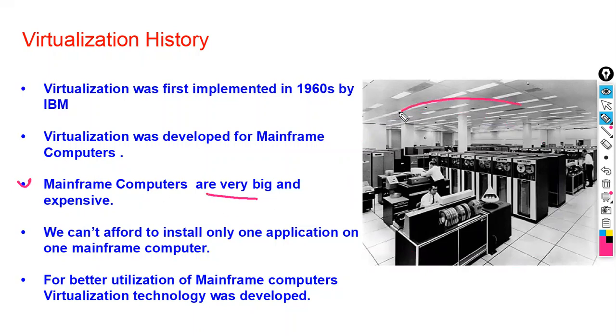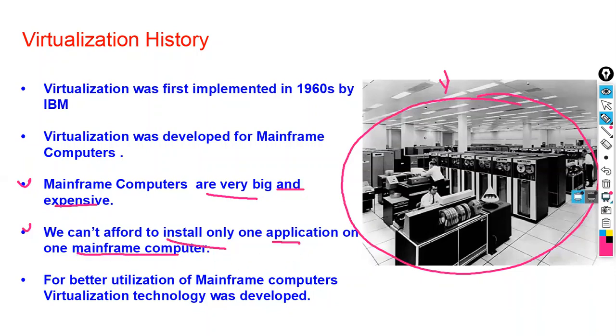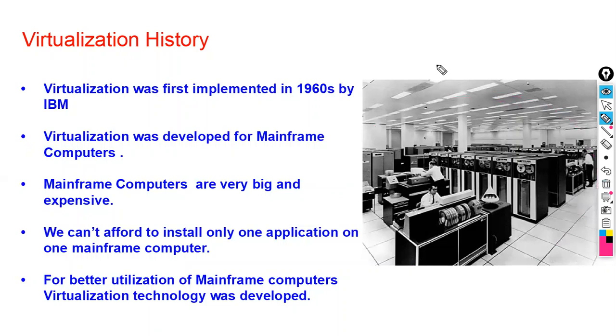If you see, it is a very big computer which took one big hall to get installed, and they are very expensive as well. And we can't afford to install only one application on one mainframe computer, which means we can't afford to follow the 1:1 ratio. For better utilization of mainframe computers, virtualization technology was developed.